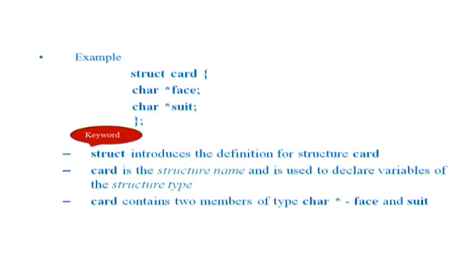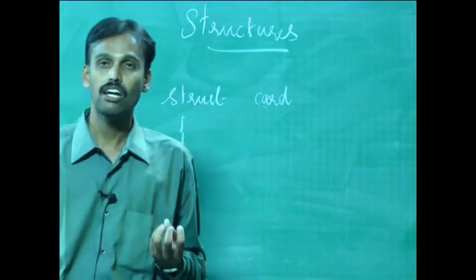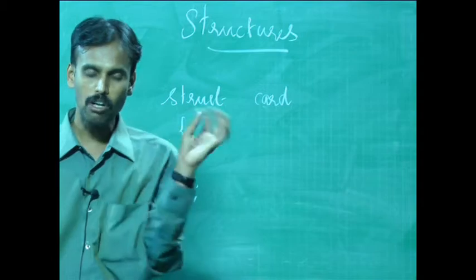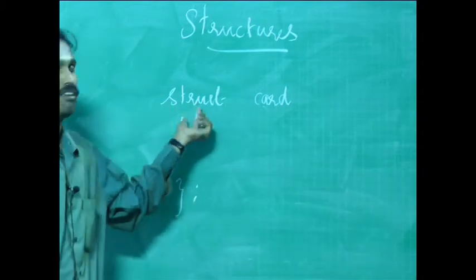Struct introduces the definition of the structure for a card. Card is a structure name. It is used to declare the variables of the structure type. It consists of any number of members as this application demands. This is what we have in a normal structure definition. What is the peculiar feature about this struct information?